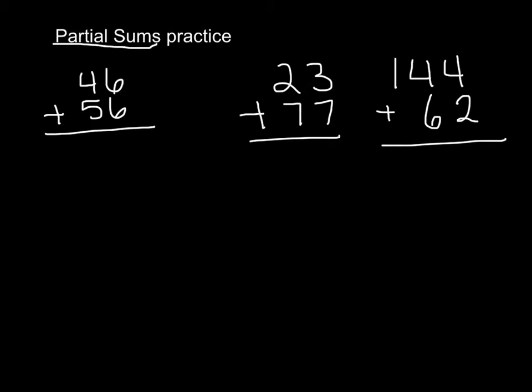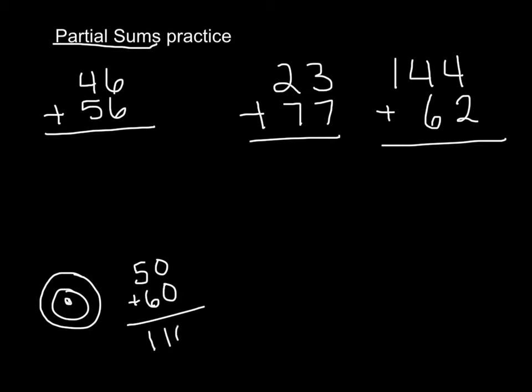Remember, first we need to create our target to get our ballpark estimate. 46 is really close to 50. 56 is closest to the multiple of 10 of 60. When we add those together, it's going to be 110. So 110 is our estimate.